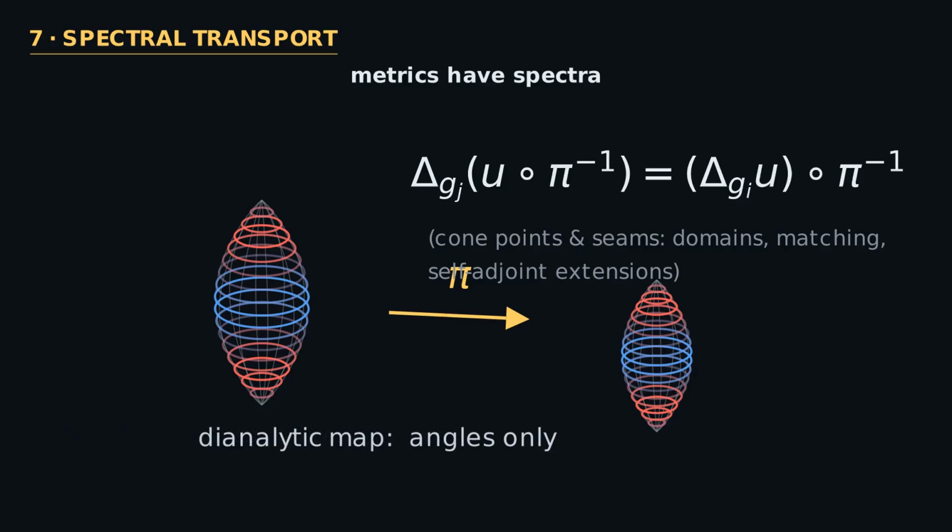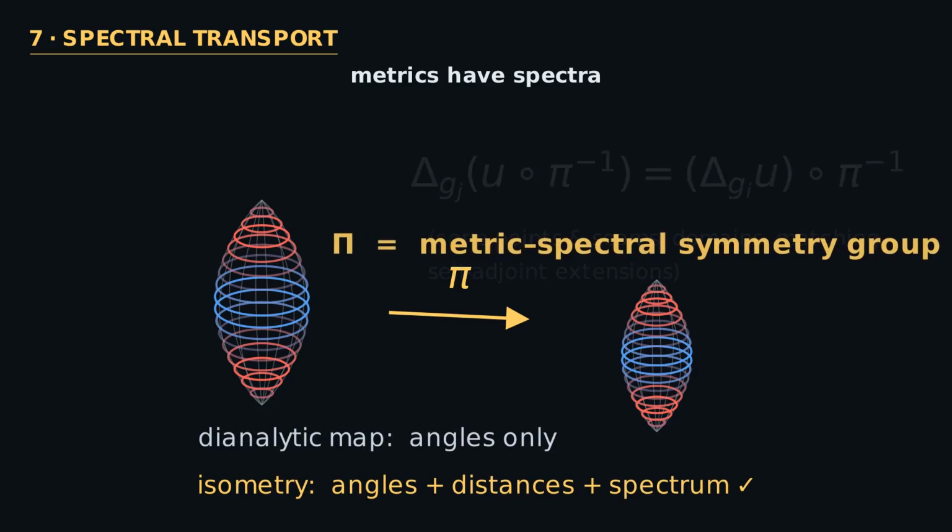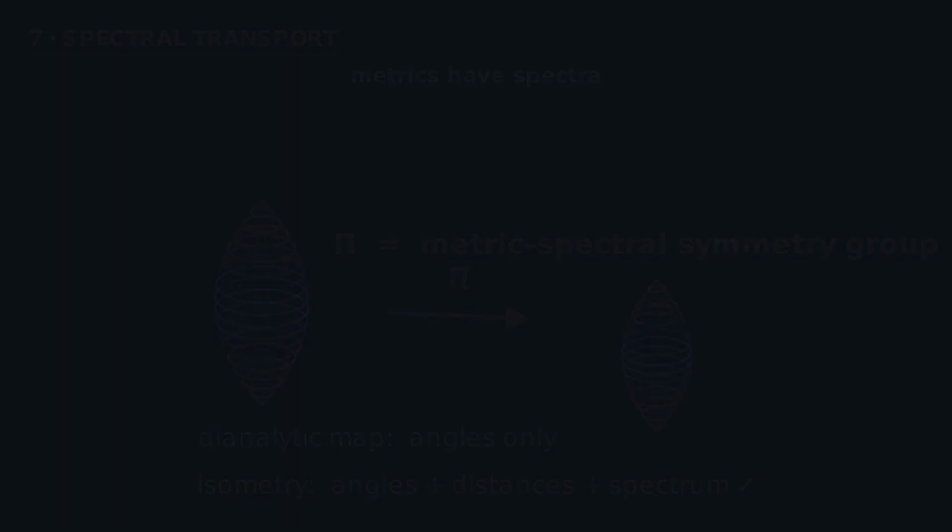A seam-preserving piecewise isometry transports the entire spectral problem, not just the underlying space. A dianalytic map cannot promise that. An isometry can. So the group pi is not a group of visual symmetries. It is a group of metric and spectral symmetries of the phone. So far, the phone is pure mathematics. Now decorate it with physics.